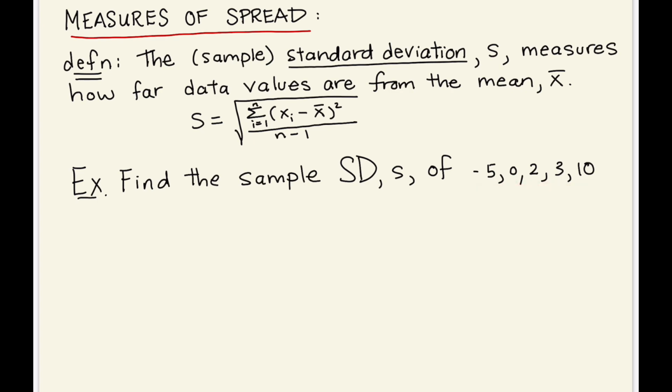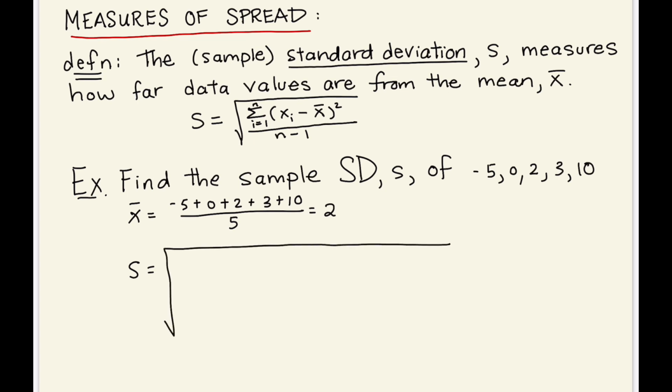And in order to do that, the first thing I have to do is find the mean. So the mean is just given by the average of these values. And there's 5 of them. And when I add these all up and divide, I get 2. So now I'm going to use the formula and calculate the sample standard deviation. And I'm just going to do it all at once. And in this case, the last step is I'll take that square root.